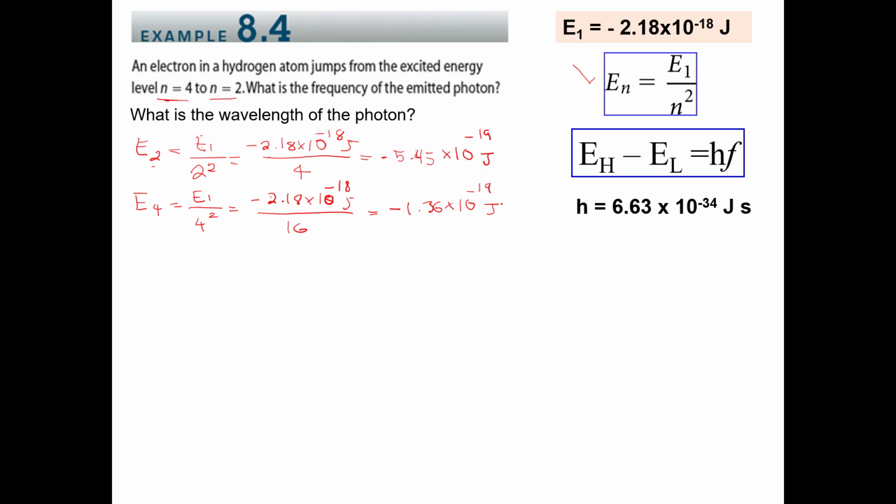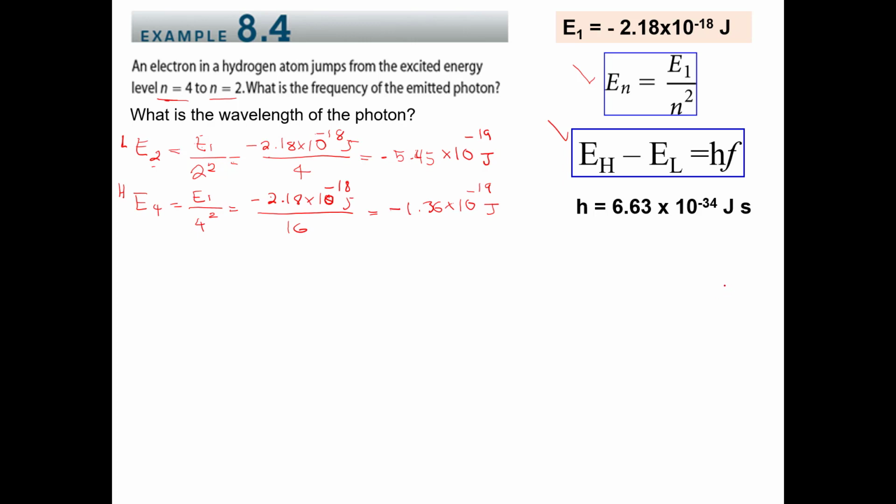And now we need to calculate the frequency. To get the frequency, we will apply this equation. We need to find the difference between the energies: this will be the high level, this will be the low level. We need the difference between the high energy minus the low energy, and this must be equal to h times frequency.